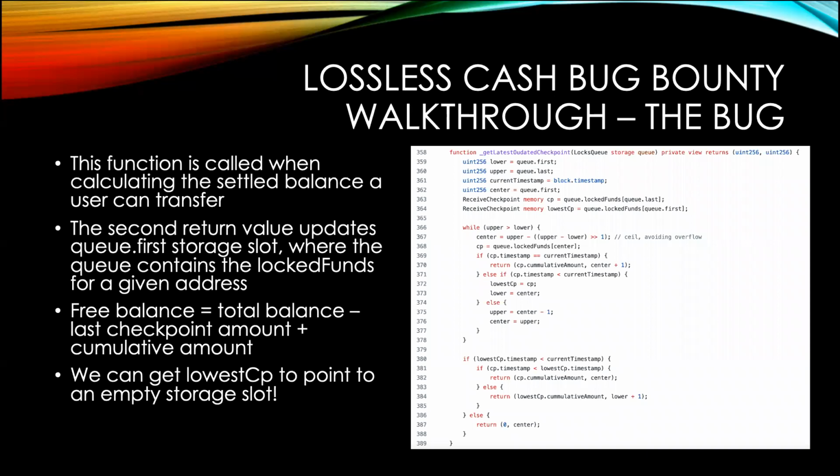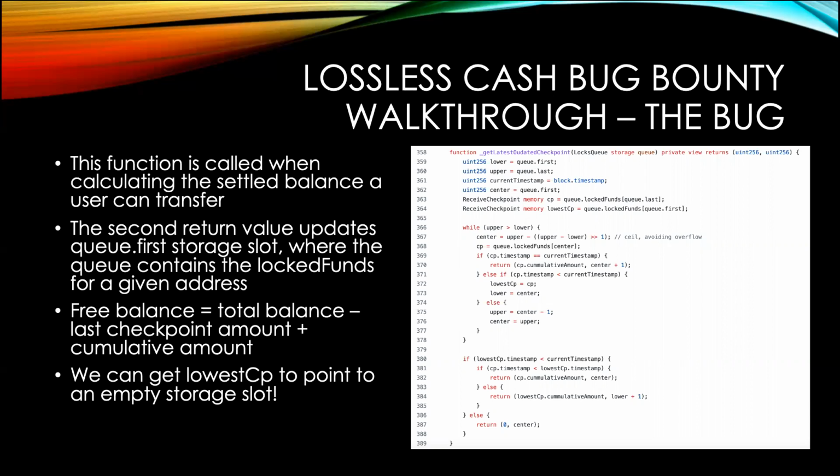Can you read that? So this is a snippet of where the bug is found. Although it's private, it was called every time when calculating the user's settled balance. That's when they're trying to transfer, in the pre-transfer hook. It would check how much of their balance was settled. So let me point at it. The bug is in this line here.